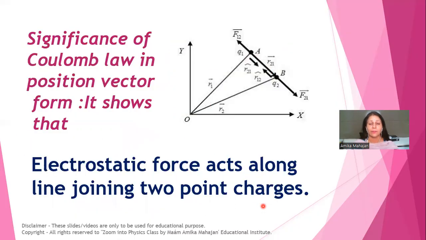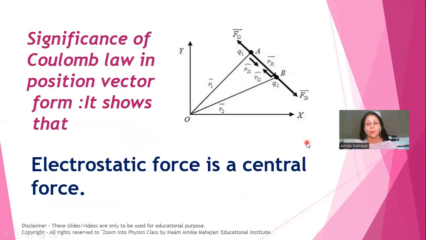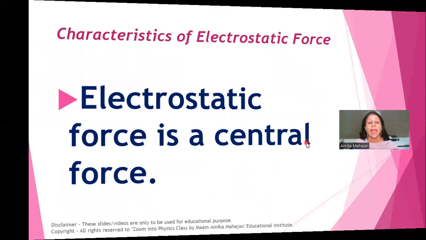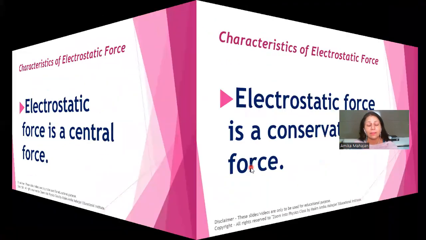Basically, electrostatic force, from this figure it is clear, is not acting along OA or OB. Rather, it is acting along the line joining A and B where charges Q1 and Q2 are present. So such a force is a central force which acts along the line joining the centers of two charges. So electrostatic force is acting along the line joining the centers of two charges. So it is a central force and it is also a conservative force.